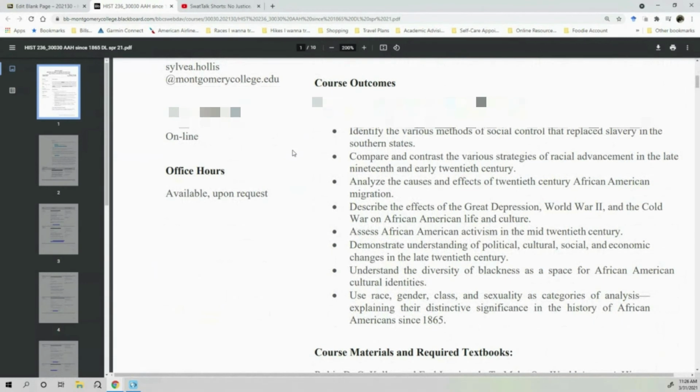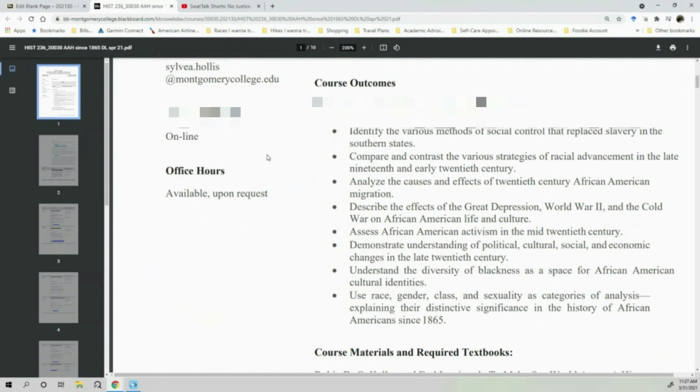So looking at course outcomes, right? Upon the completion of this course, you will be able to identify methods of social control that replaced slavery in the southern states, compare and contrast the various strategies of racial advancement in the late 19th and early 20th century, analyze the causes and effects of the 20th century African American migration, describe the effects of the Great Depression, World War II, and the Cold War on African American life and culture, obviously also World War I. Assess African American activism in the mid 20th century. Demonstrate understanding of the political, cultural, social, and economic changes in the late 19th century.